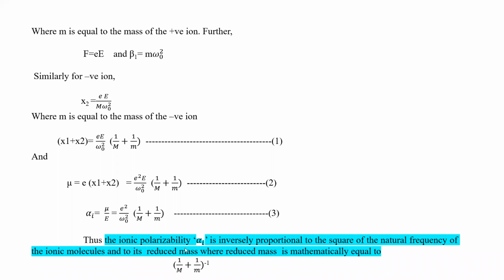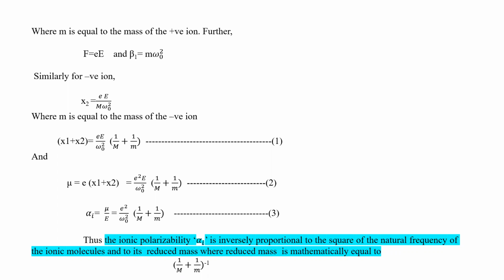சரியா? அப்ப therefore ionic polarizability is also depends on the charge of the molecule, the square of the charge of the molecule, and also inversely proportional to the square of the natural frequency and also the reduced mass. Okay, so these are very simple calculations in that correspondingly the ionic solids.